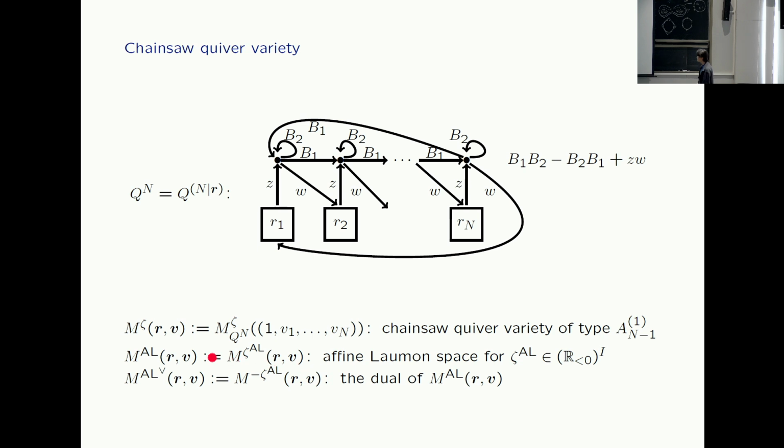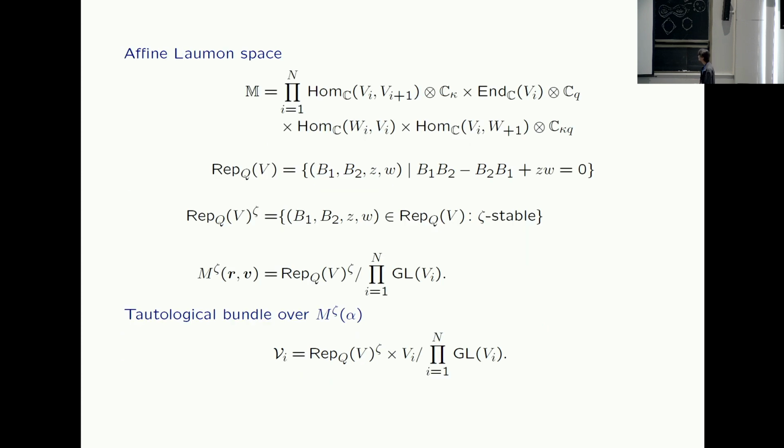And when we take the stability parameter from this direction, this region, this chainsaw quiver variety is called the affine Laumon space. And when we take the opposite side, we call it the dual of the affine Laumon space. So this is an explicit construction.